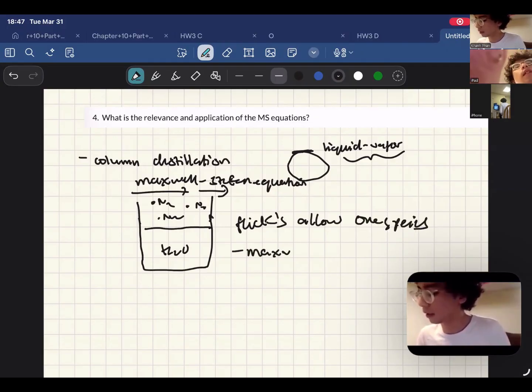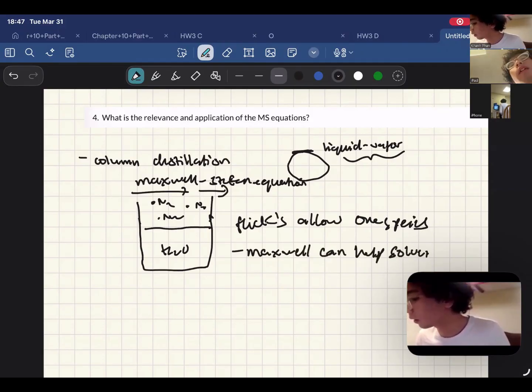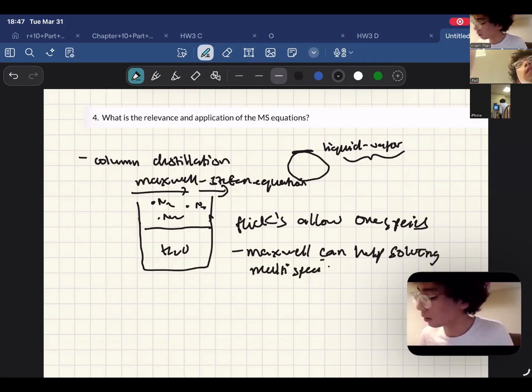Maxwell-Stefan can help solving multi-species diffusion problems.